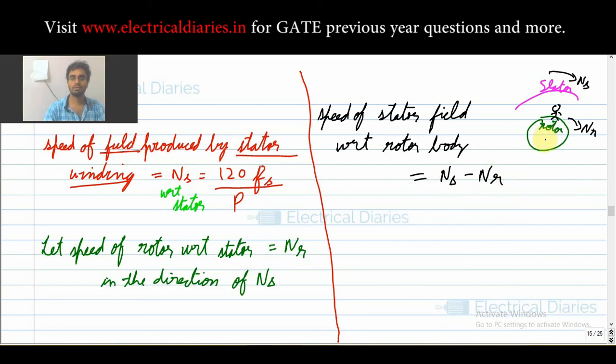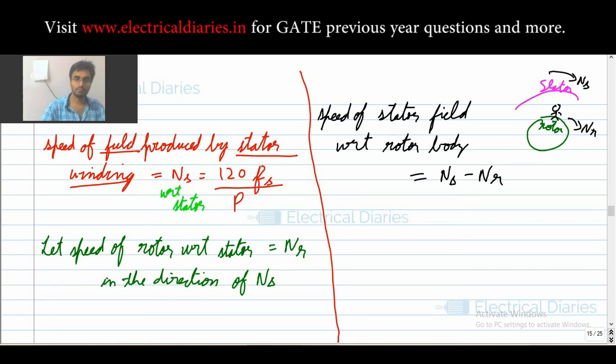It's a simple concept of relative speed and common sense. I hope you can visualize this: you are standing on the rotor and observing the stator. You yourself are standing on a platform which is moving with a speed of Nr, and you are observing something which is moving with a speed of Ns. So relatively, you will feel that the external thing is moving with a speed of Ns minus Nr with respect to yourself. That is what I am trying to say. So I hope you can visualize these things. This is the speed of the stator field with respect to the rotor body.